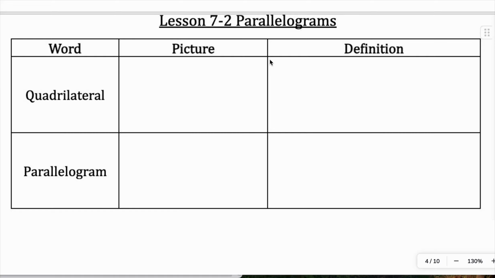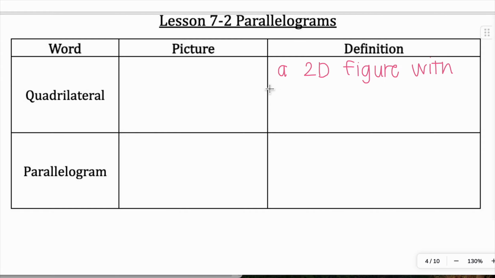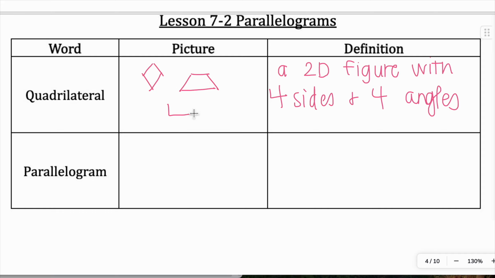So a quadrilateral is going to be a 2D figure with 4 sides and 4 angles. So that could be a trapezoid, a kite, a rhombus, a square, a rectangle, you name it. It doesn't need to be perfect looking. Really just anything that's got 4 sides and 4 angles.